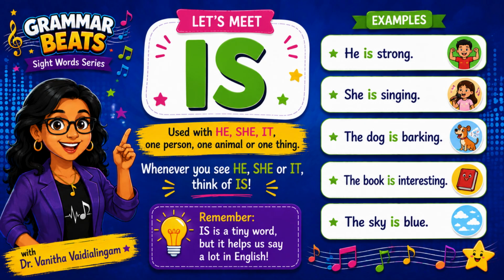When we speak about other people, the verb be takes the form of is. The other people we speak of can be Ram, a boy, he, she, it. That is third person, singular. Example, he is strong. She is singing. Ram is running. The dog is barking. The book is interesting. The sky is blue.